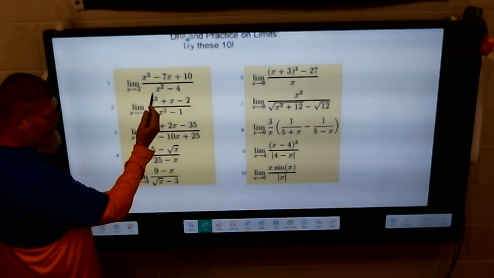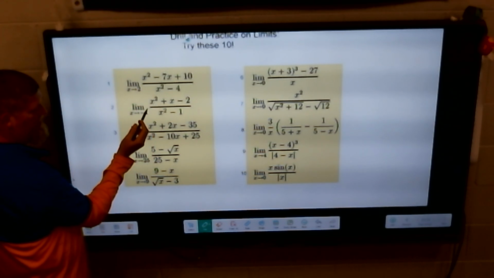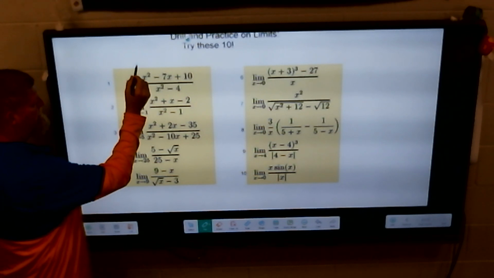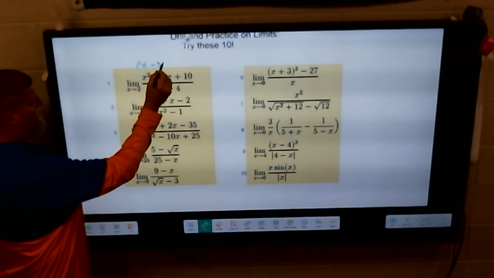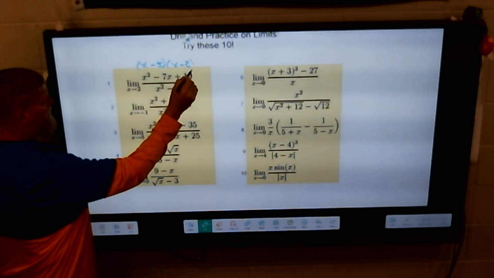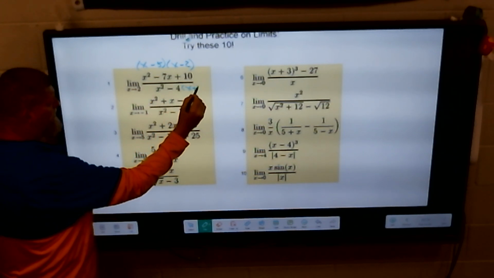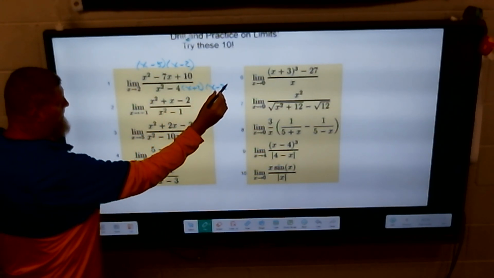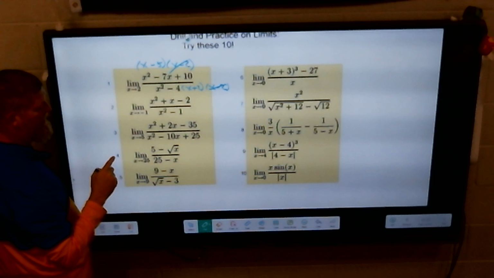Plug in 2, you get 0 over 0, right? So then if you factor it, you get x minus 5 and x minus 2, and at the bottom you get x plus 2, x minus 2, and then multiply it. And that will work.